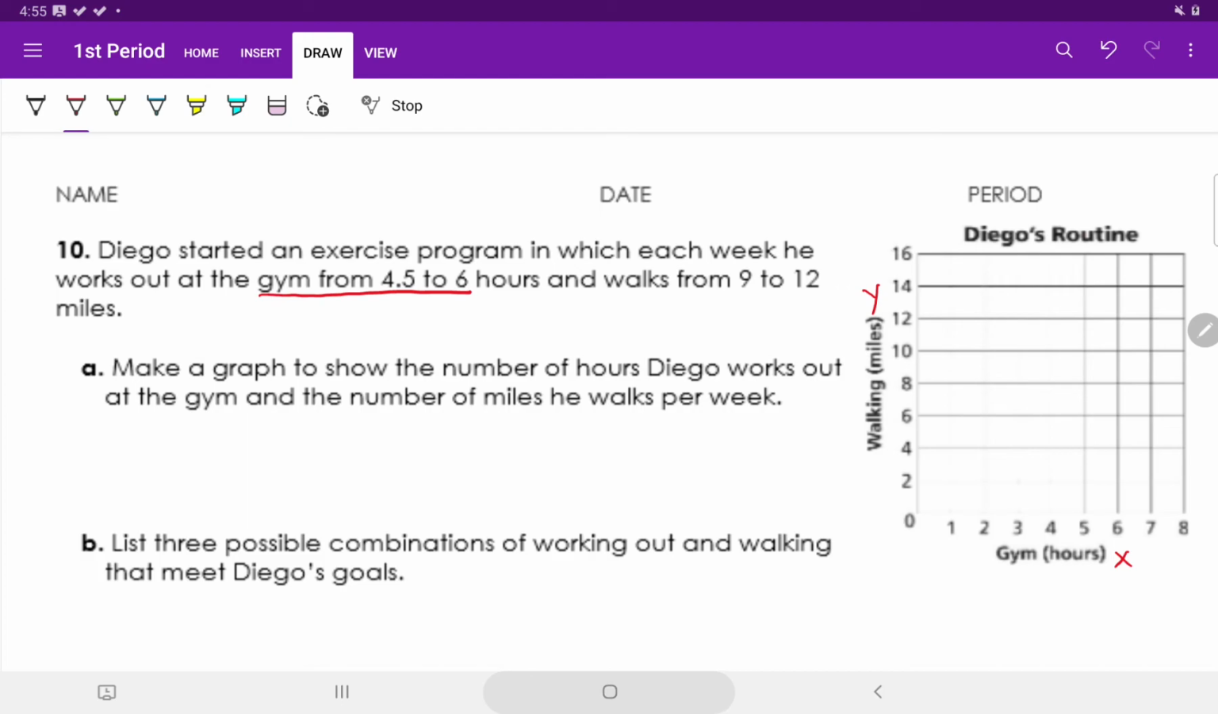So since gym is represented by X, X has to be in between 4.5 and 6. So we would write that like this. 4.5 has to be less than or equal to X, which has to be less than or equal to 6. This is how we represent that X is in between those two values.